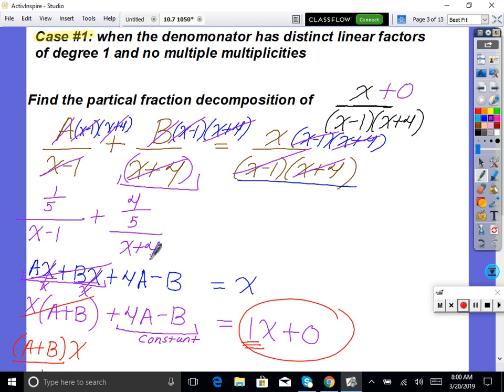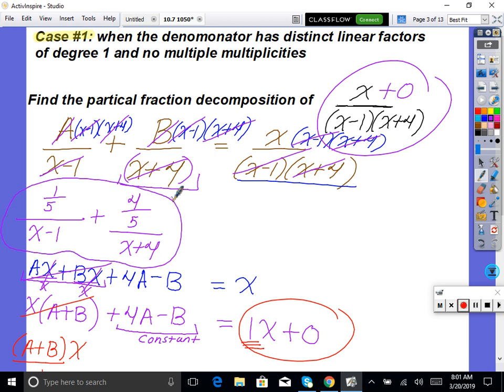That mathematically should equal x over x minus 1 times x plus 4. That should equal this. So that's your answer. That's now splitting it apart. If you were to get a common denominator and combine like terms, you would end up with x over x minus 1 times x plus 4.